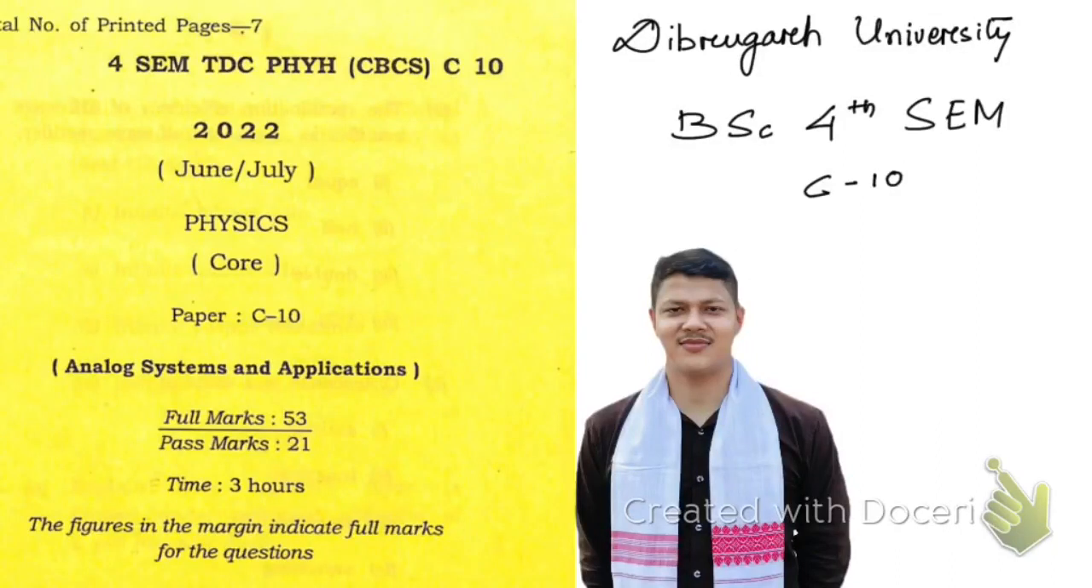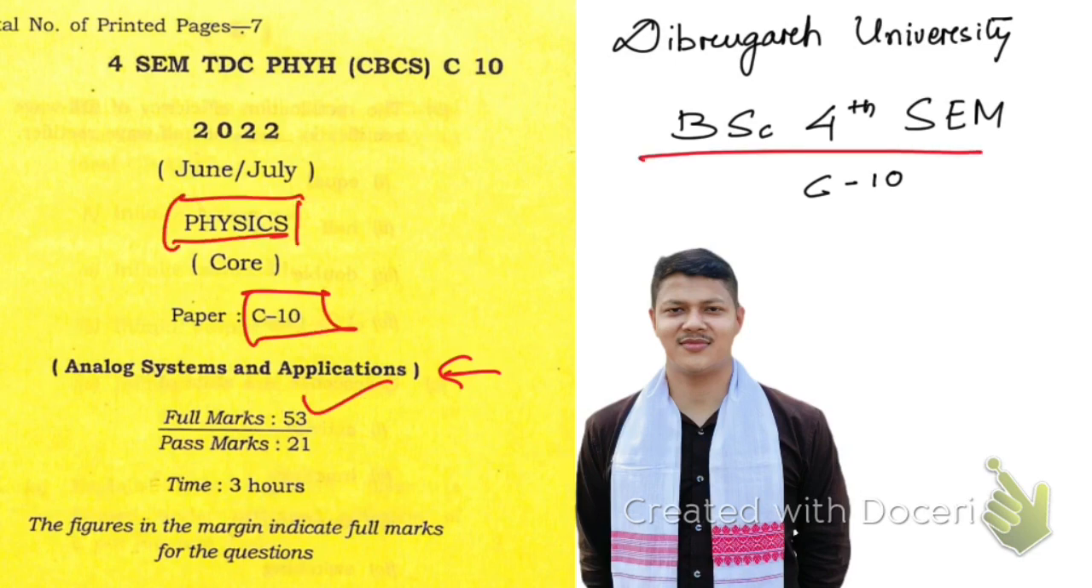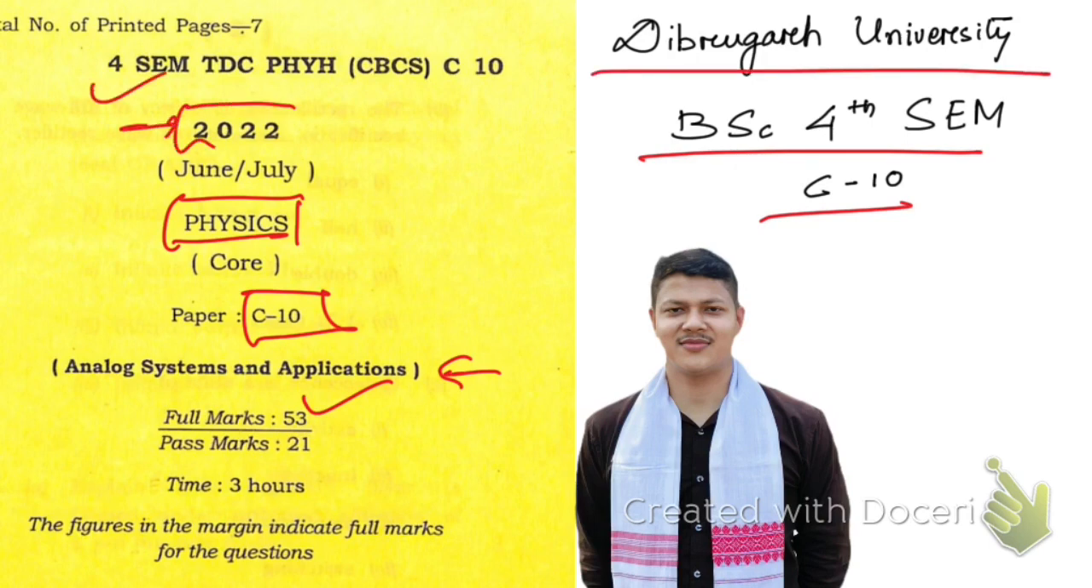Hello friends, this is the solution of paper C-10, Analog System and Applications, Physics BSc 4th semester, Dibrugarh University 2022. This is part 2. In part 1 we solved up to question number 4, and in this video we're going to solve from question number 5.